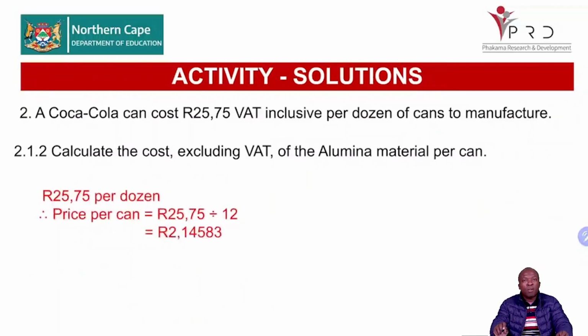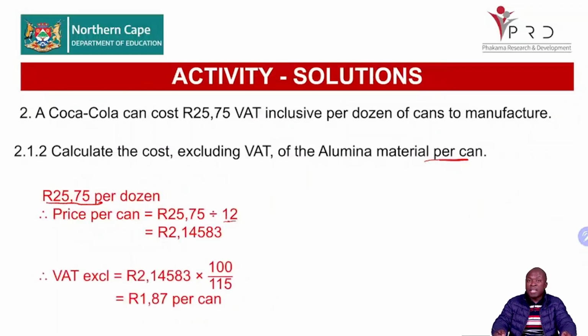Let's look at 2.1.2. You are supposed to calculate the cost excluding VAT per can. Cost per can. So we know we paid 25.75 for a dozen. A dozen is 12. Half dozen, 6. So now that we know we pay 25.75, we divide it by 12. So let's check. 25.75 divided by 12. That will give me 2 rand 14 cents if you round it to decimal places.